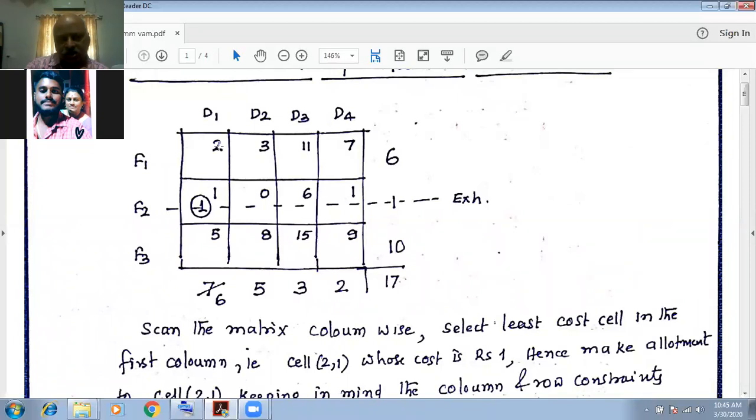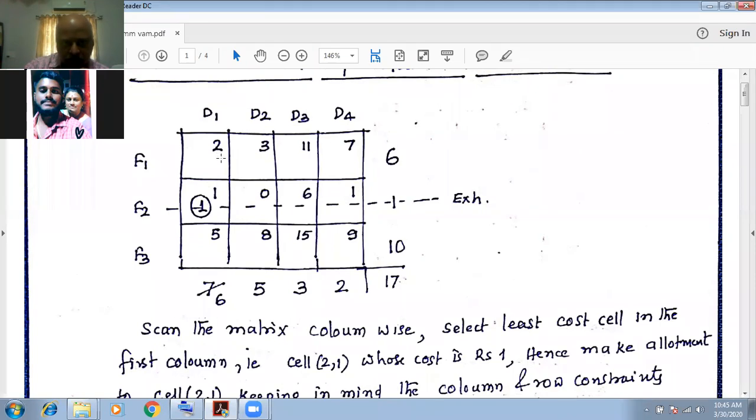The first column has the costs 2, 1, and 5. Out of these 2, 1, and 5, the least cost is rupees 1000. That is in terms of 1000 only. You have to consider this cell in the first column. You have to observe always column wise only. You don't consider the rows. So it is a column minimum method, means the allotment must be made column wise.